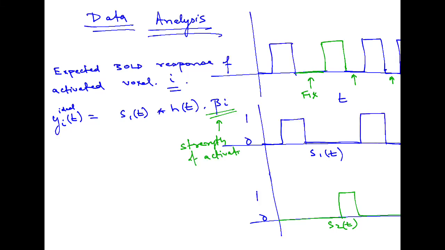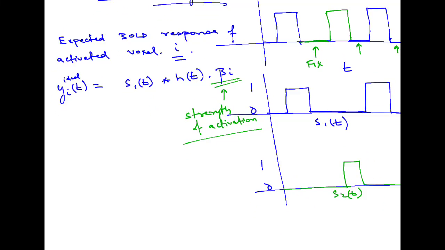Okay? How strongly it is activated. And if a voxel is not activated, then we can say that its corresponding beta I is 0. Okay. So yeah. Sir, and how do we find strength of activation? Yeah. So how do we find strength of activation? Good question.